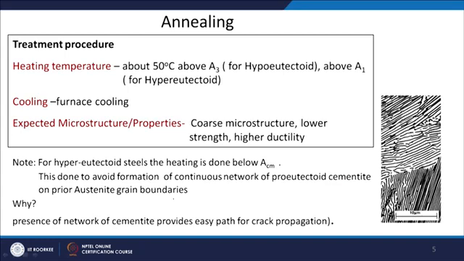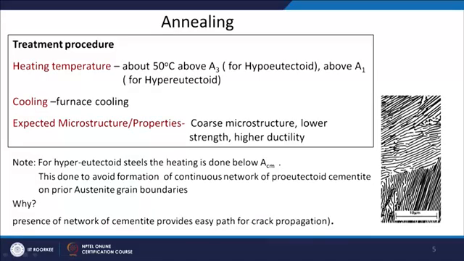If you remember, when we were showing you proeutectoid ferrite, it was forming on the austenite grain boundaries, and because of that it was getting a continuous network of cementite. Now, please understand that cementite is a hard and brittle phase. So, if any crack nucleates, it is easy for it to go along this boundary, and your material will fail without any warning actually. So, this presence of a network of cementite provides an easy path for crack propagation.